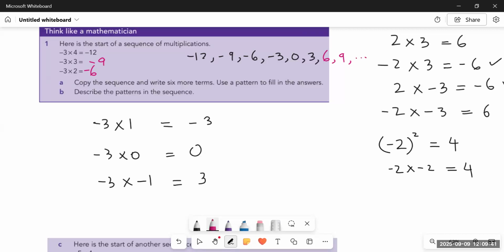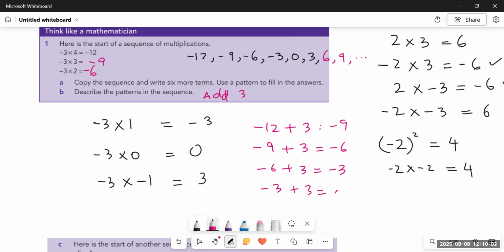So what is the sequence? The pattern over here is add 3. What are we doing? We added 3 to minus 12, we got minus 9. When we added 3 to minus 9, we got minus 6. When we added 3 to minus 6, we got minus 3. When we added 3 to minus 3, we got 0, and so on. That's it. You see? So the pattern over here is plus 3.